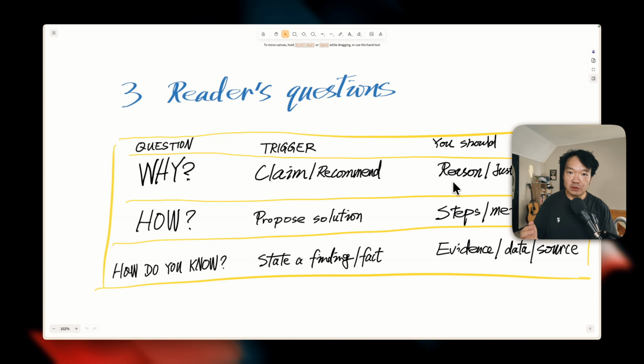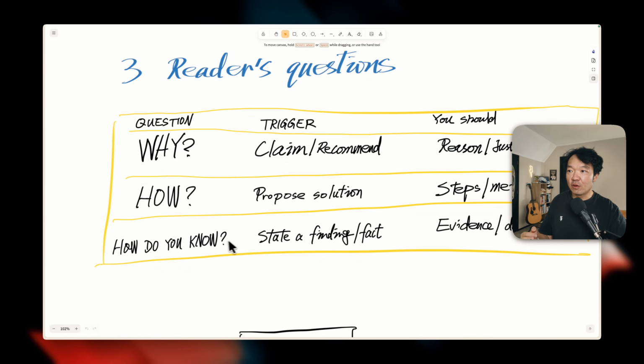And then you should reason, like the reason behind it is such and such, or you justify some facts. And then that could lead to another question, the how question, which follows the why question answered already, and people will start to question, how could we solve it? And then you propose your solution, and the solution will follow by steps or methods.